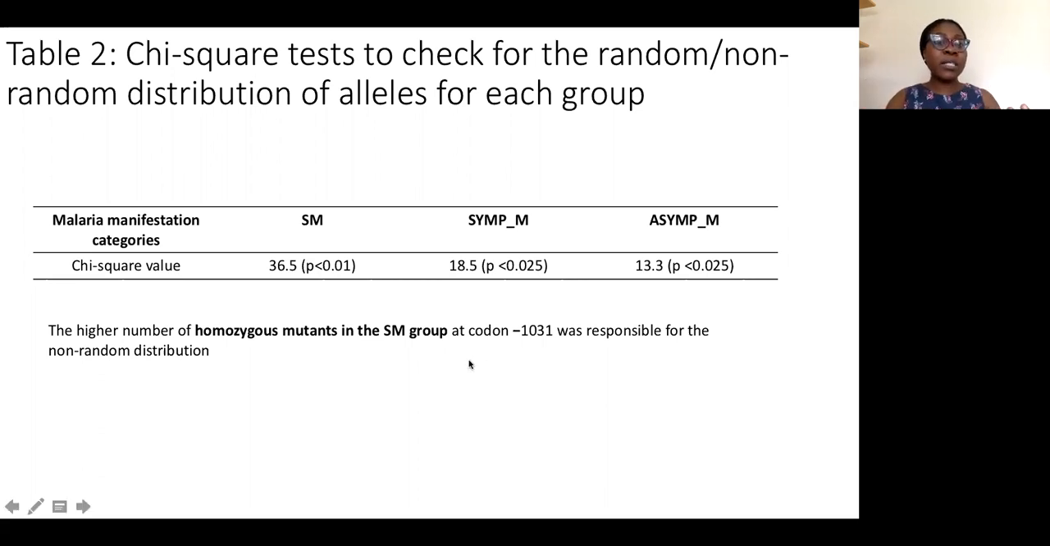And so we saw it to be significant in the severe malaria group, as denoted by the p-value that we have here, which is less than 0.01. In the symptomatic malaria group, the heterozygous mutant and the homozygous wild type occurred actually in a non-random fashion, and it was statistically significant. So what this implies is that the human genetics is not occurring randomly, but it's occurring and impacting on the progression of the malaria clinical outcomes.